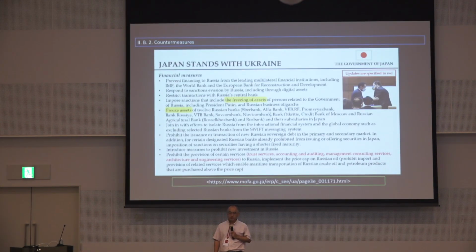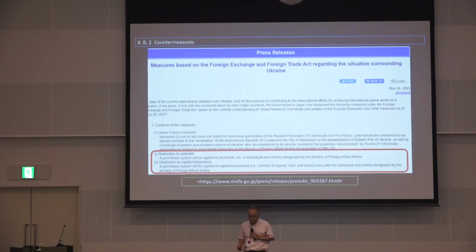Here, of course, I do not represent the Japanese government. I'm not speaking on behalf of the Japanese government, so my speech is not attributable to the Japanese government. Maybe the government may say something different, but my understanding is that if you visit the website of the Japanese Ministry of Foreign Affairs, you see this, they're taking measures against Russia, for example, asset freezes.